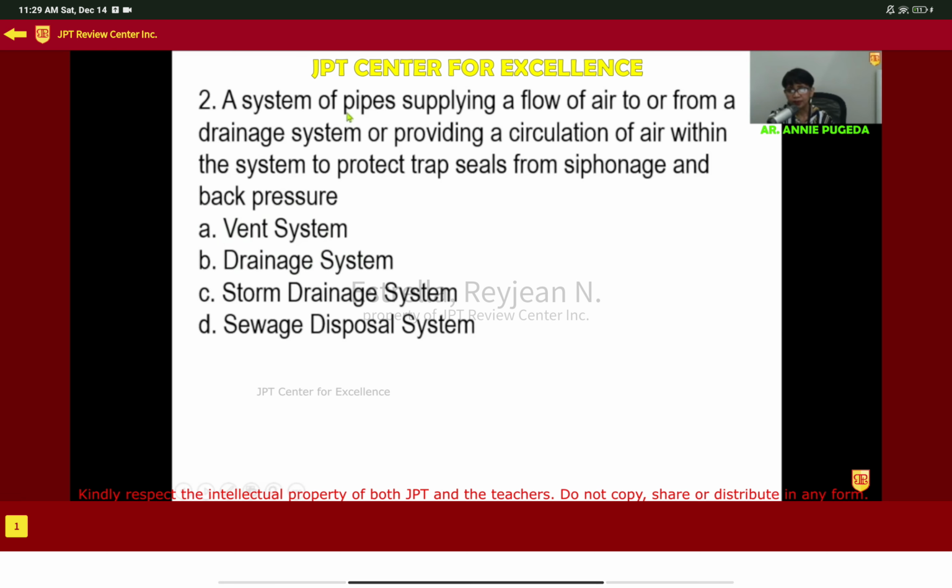Okay. So, tingnan nyo dito. Ang keyword dito ay air, circulation of air. Alam niyo na, when it comes to this, we talk of the vent. It's a system. So, ganun yung analysis mo pag mahaba itong mga sentence construction. All you have to look at would be contextual clues: flow of air, circulation of air, siphonage, back pressure, and you know that the reason why we need this is para ma-prevent yung mga yan. So, the answer is vent system.